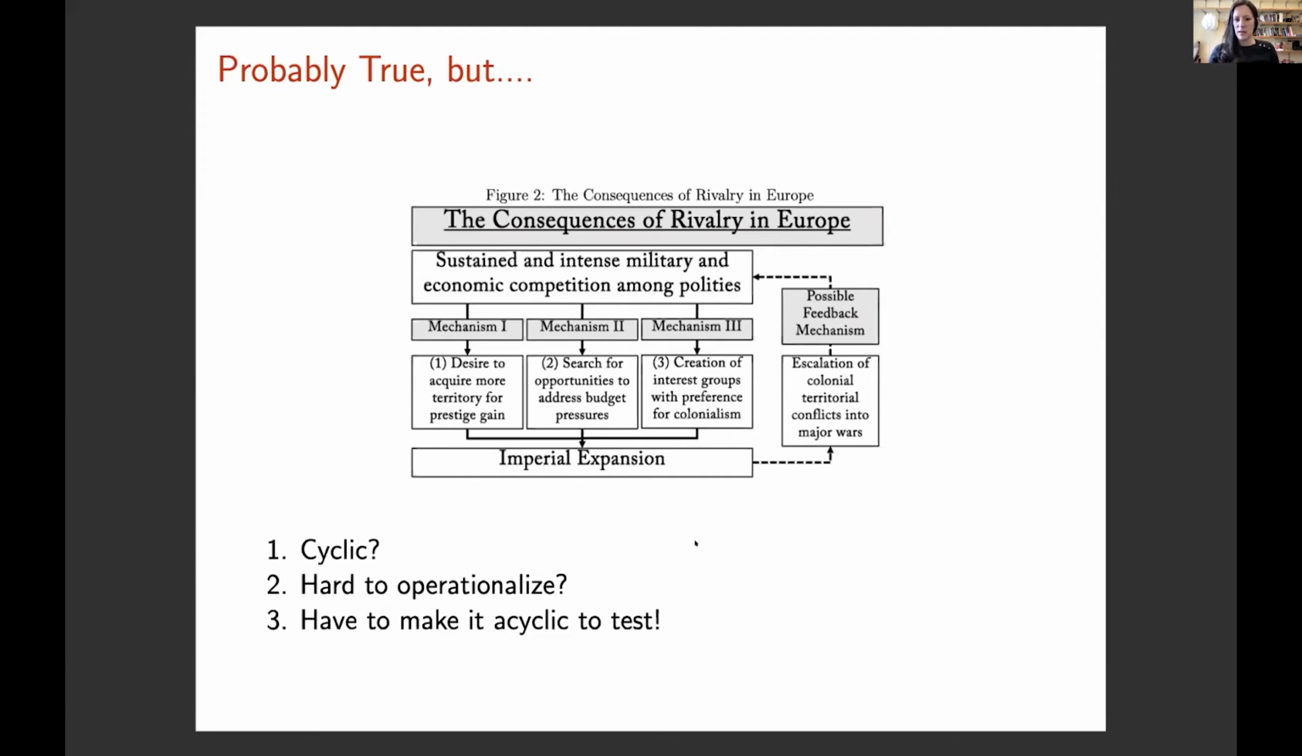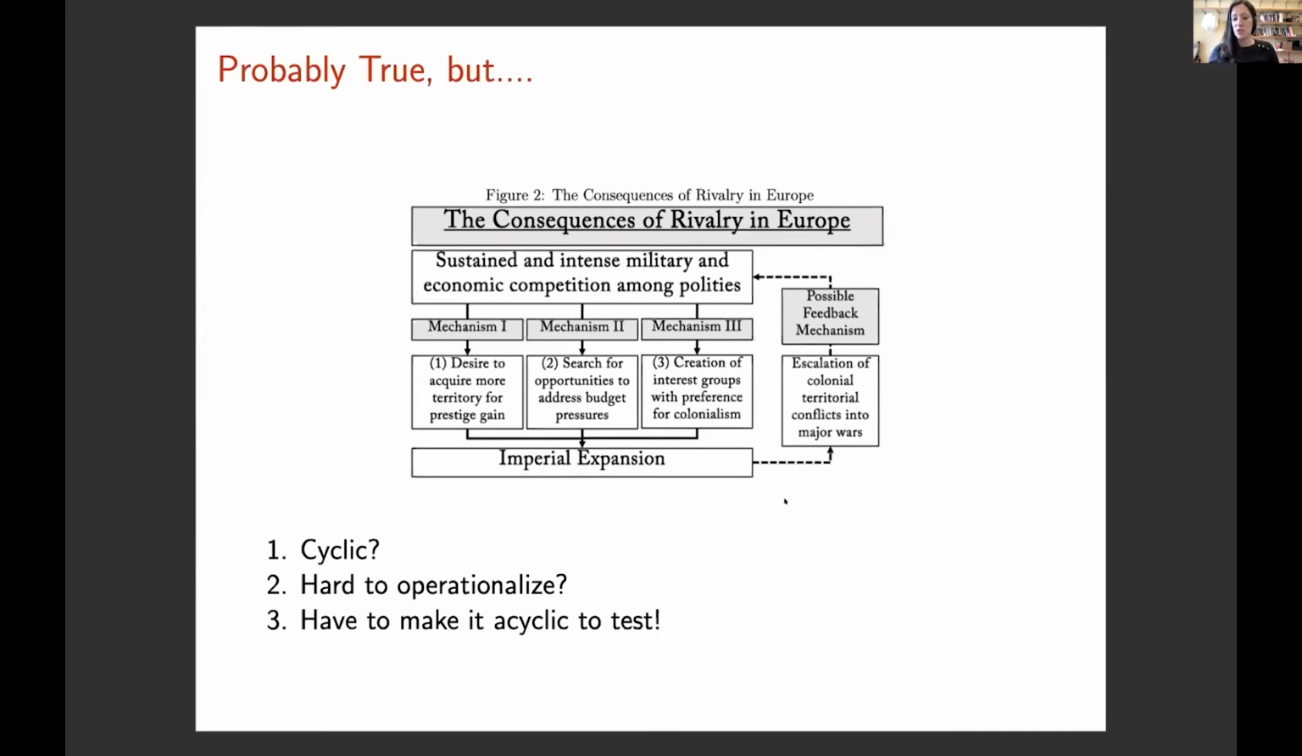One is how cyclic this is, right? Sustained military competition, desire to acquire more territory, imperial expansion. I could flip these arrows and present this theory chart as imperial expansion leading to more territory, which then causes competition among polities, right? Similarly, with this feedback mechanism, when you study complex problems, endogeneity is always an issue, but it also makes it cyclic, right? And so because of this, it's a little bit difficult to figure out how you would apply this. How would you test it? What is the proper research design?